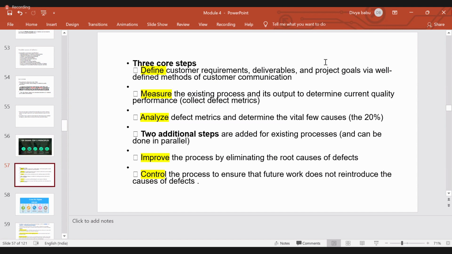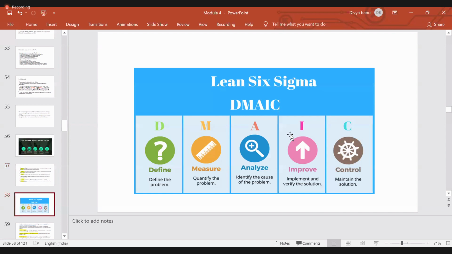DMAIC. DMAIC means define, measure, analyze, improve, and control. This is used for an existing product. If an existing product has some defects, you can use this DMAIC methodology. It first defines the problem, then quantifies or measures the problem. Then it analyzes or identifies the cause of that problem, and implements and verifies the solution, and maintains the solution. So this is Six Sigma DMAIC for an existing product.